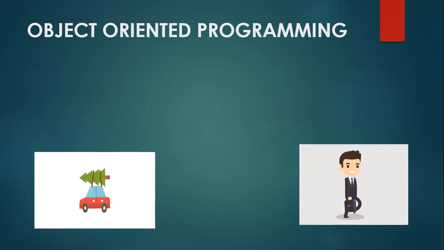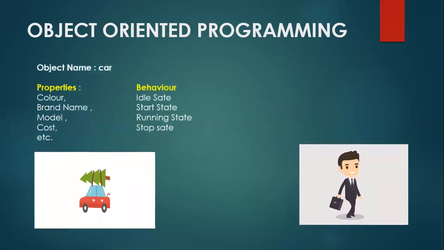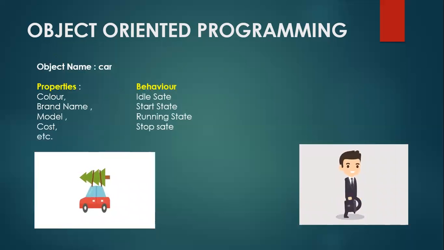In order to understand this object term in detail, observe the pictures. The first one is car. Here the object name is car. It has properties. A car has a color, brand name, model, cost, etc. As well as that, the object car has some behavior, that is idle state, start state, running state, stop state.